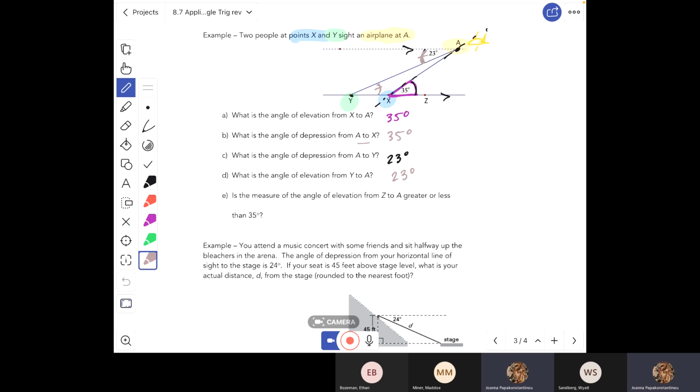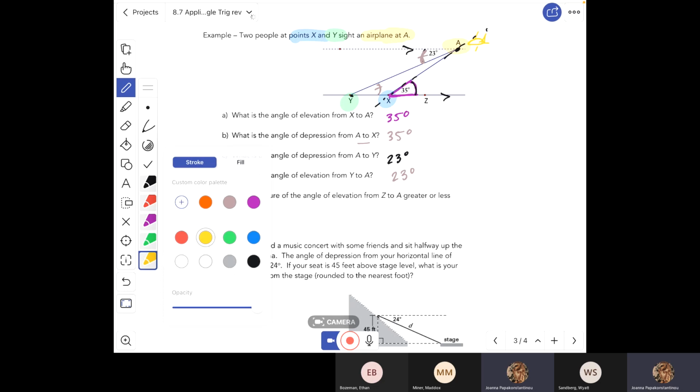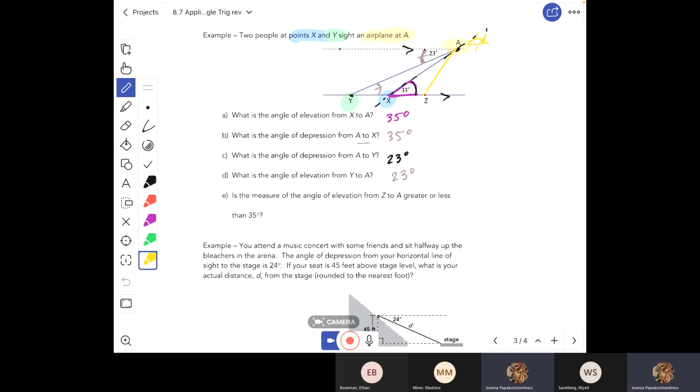Now, they are asking you, what is the measure of the angle of elevation from Z? Okay, so we have a whole new ball game here. Angle of elevation from Z to A. So this angle. Is that greater or less than 35 degrees? It is greater, right? And we can see that.